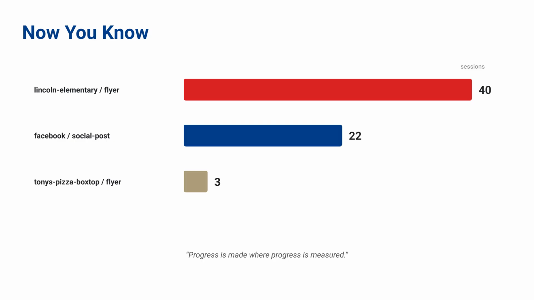Next season, you're not guessing. You print more for the schools that produce, boost the posts that work, and stop spending on what doesn't. Like the recruiting kit says, progress is made where progress is measured.